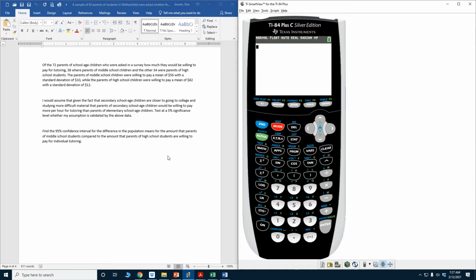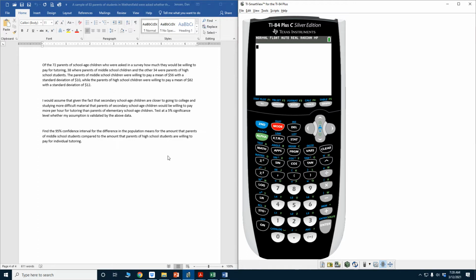As I looked at the data that I had, I realized that some of the parents included in my survey were parents of middle school children, and some of the parents were parents of high school students. And so I wonder if there's a difference in the mean amount that the parents of middle school children are willing to pay compared to the parents of high school children. Of the 72 parents that I had surveyed, 38 were parents of middle school children, and the other 34 were parents of high school students.